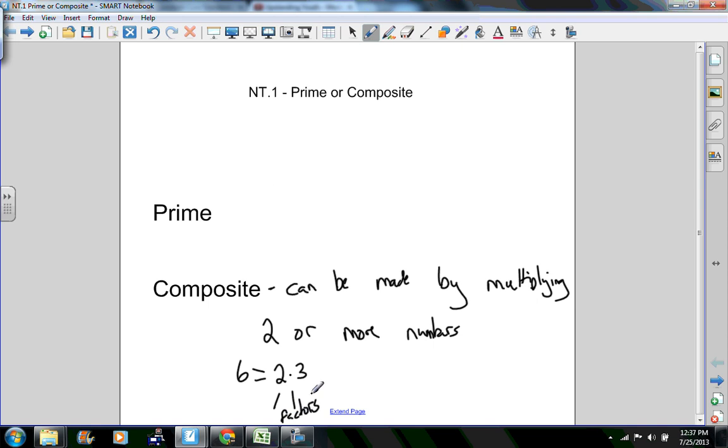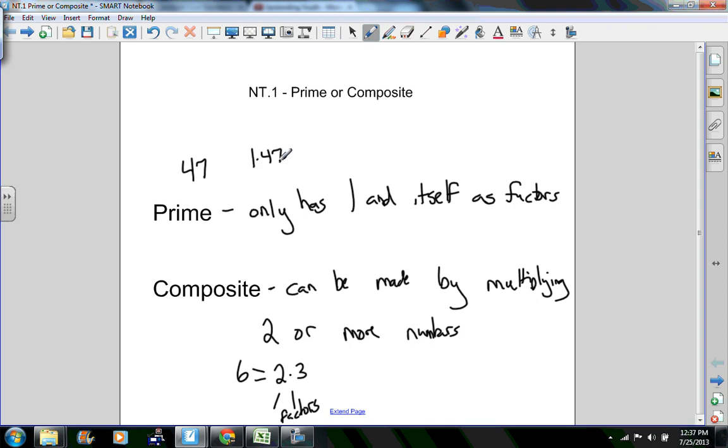Okay, and a prime number only has one and itself as factors. So an example of a prime number is my favorite number, 47, because 47 can only be made by 1 times 47. Okay, so that's a prime number. 6 is an example of a composite number.